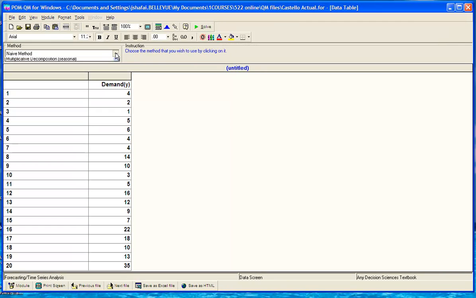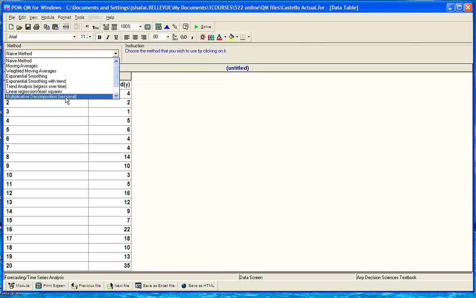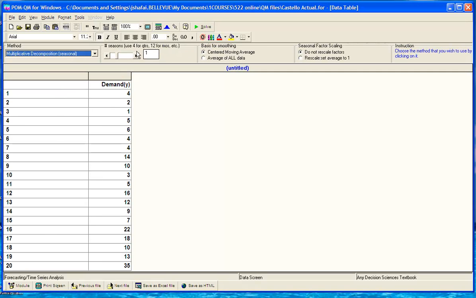So under method, go to multiplicative decomposition. It'll generate these fields that you need to fill up. For number of seasons, we have 4 because there were 4 quarters in every year. So the quarters are the seasons that repeat themselves. So I need to change this default of 1 to 4.